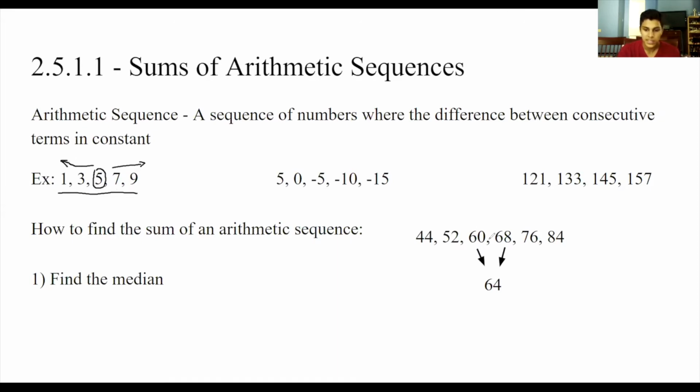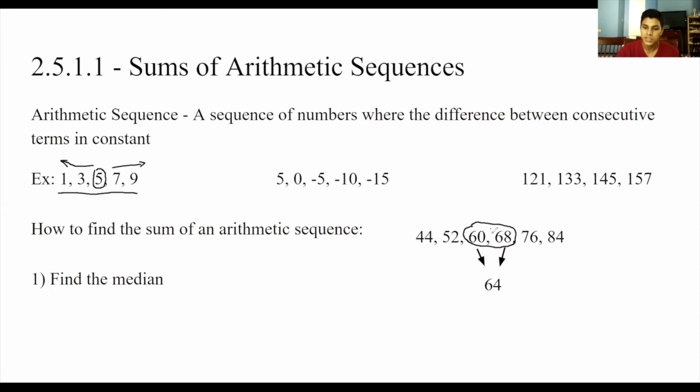Well, if we look at this sequence, there is no single most middle number. There are 2 most middle numbers, 60 and 68, because if you look at this group of 2 numbers, it has 2 terms to the right and 2 to the left.